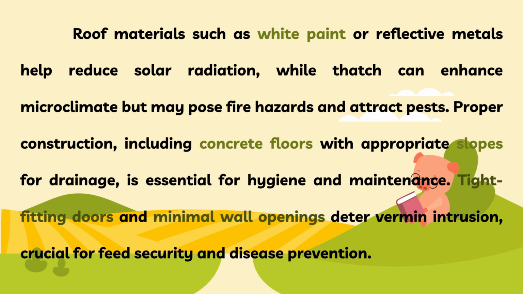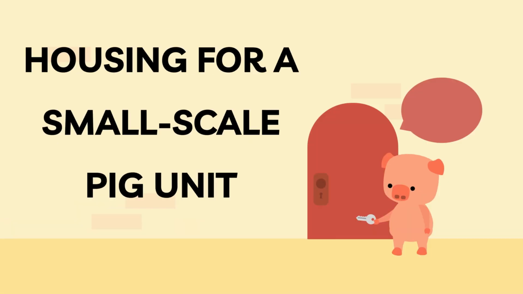Proper construction, including concrete floors with appropriate slopes for drainage, is essential for hygiene and maintenance. Tight-fitting doors and minimal wall openings deter vermin intrusion, crucial for feed security and disease prevention.